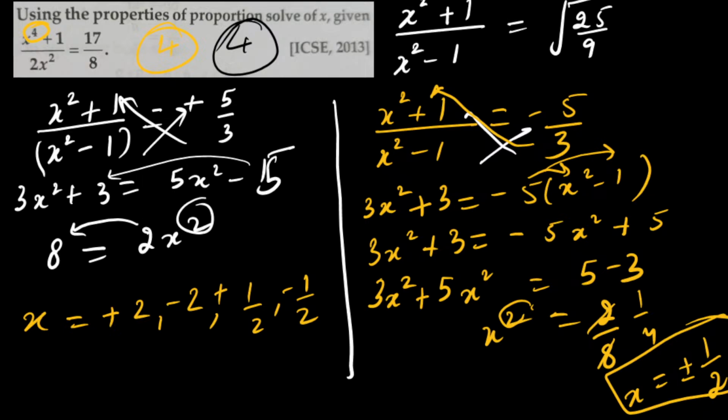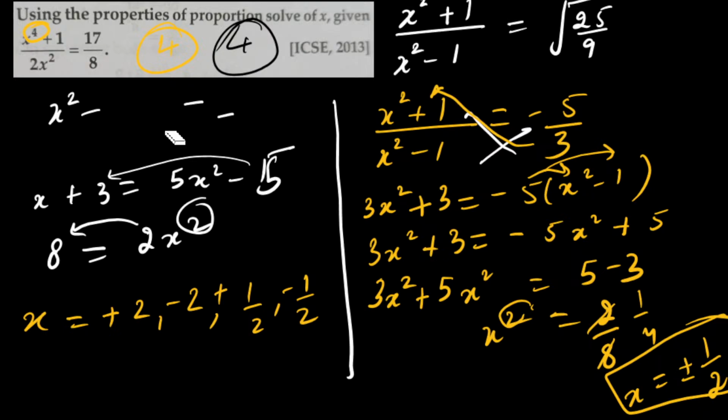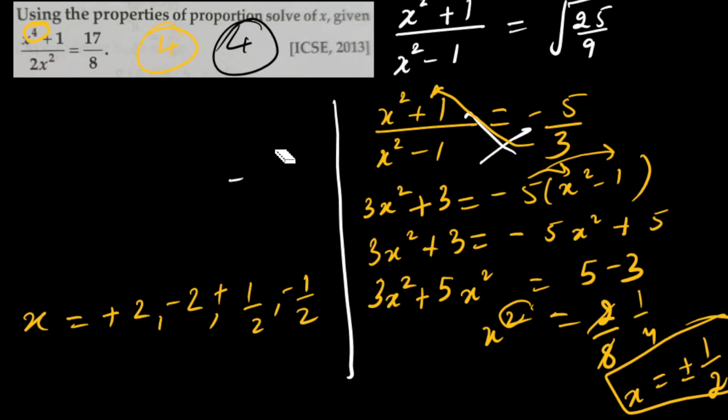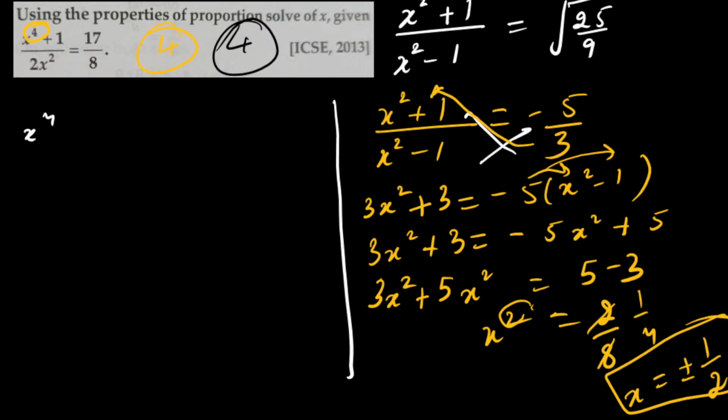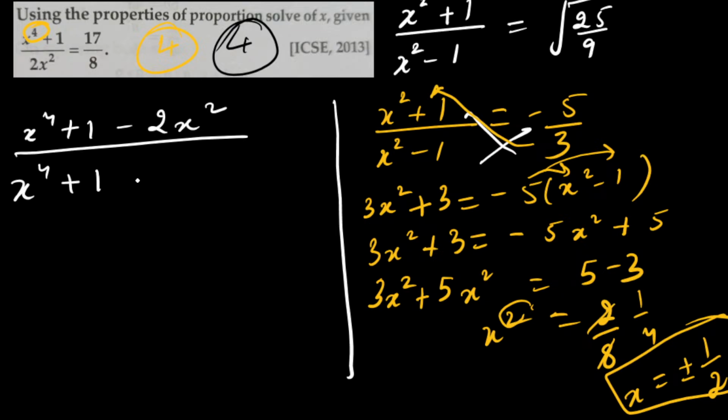How did we get x square plus 1? Okay, so Shreyasi has a doubt. I'll just explain this thing again. See, don't leave. I'll also have to give practice questions. See here, when we applied componendo and dividendo, we got this thing. This was the doubt: x to the power 4 plus 1 minus 2x square.